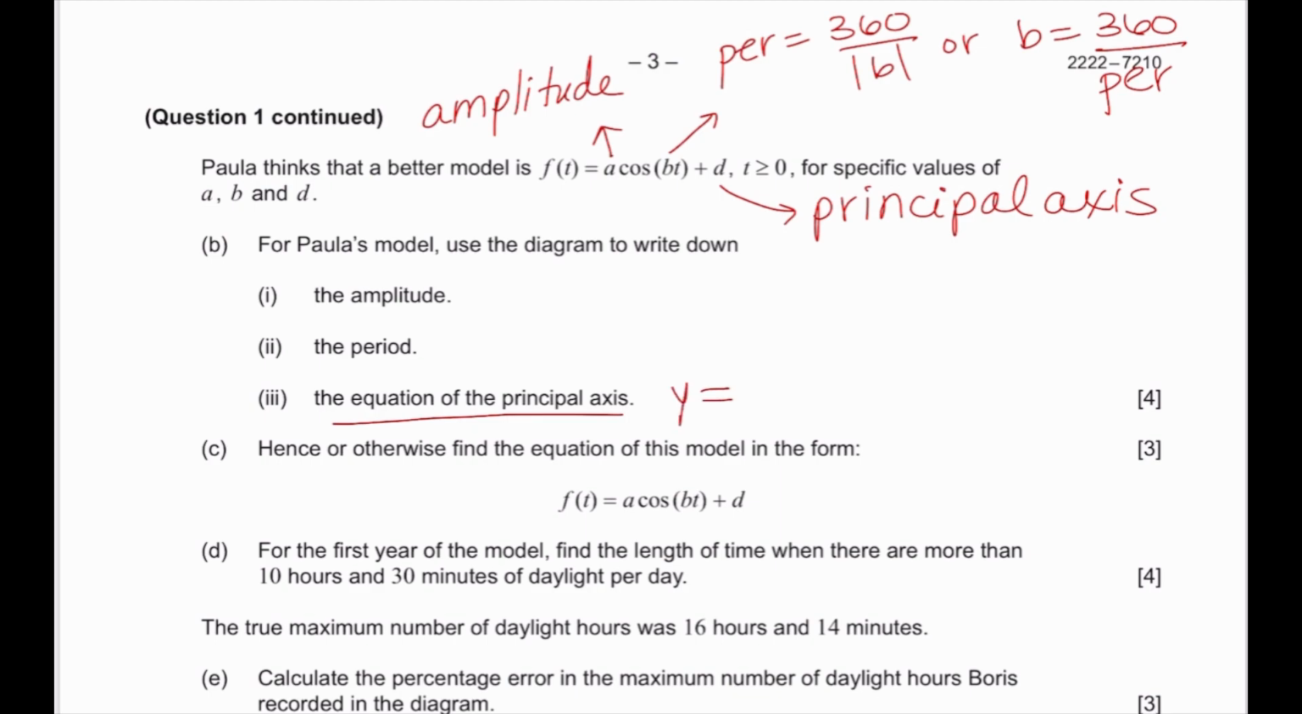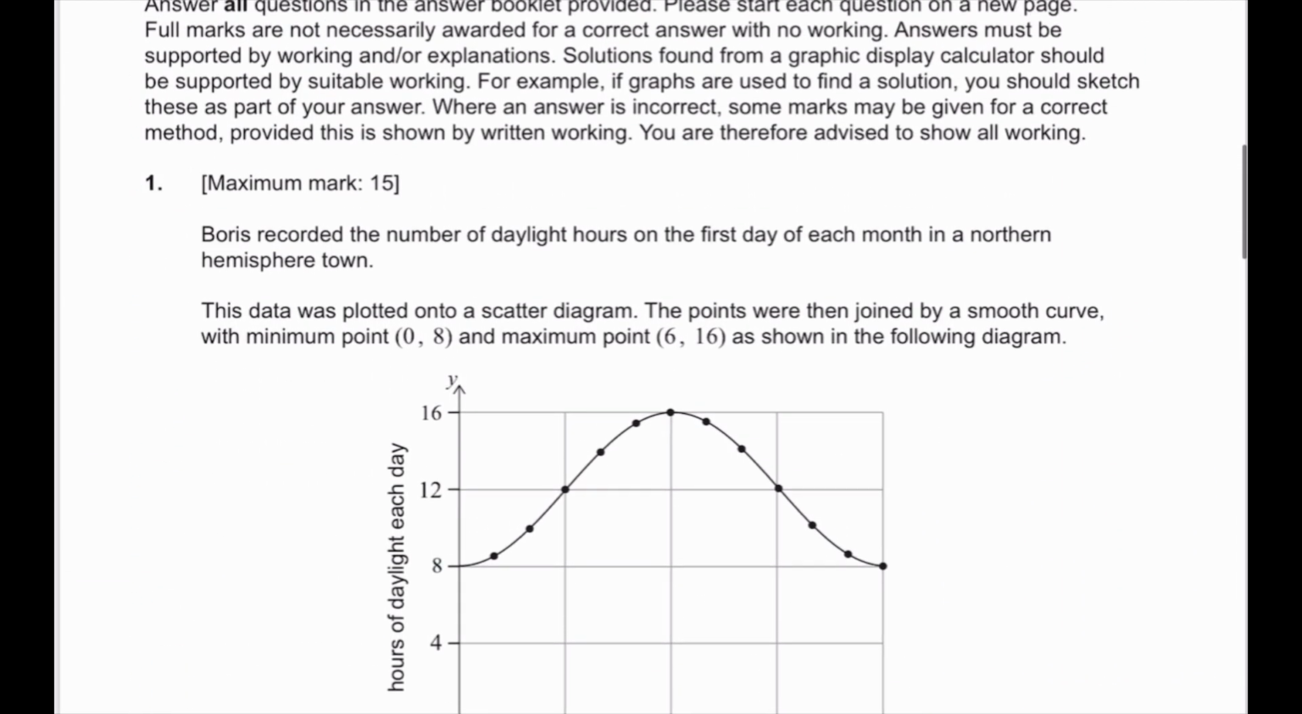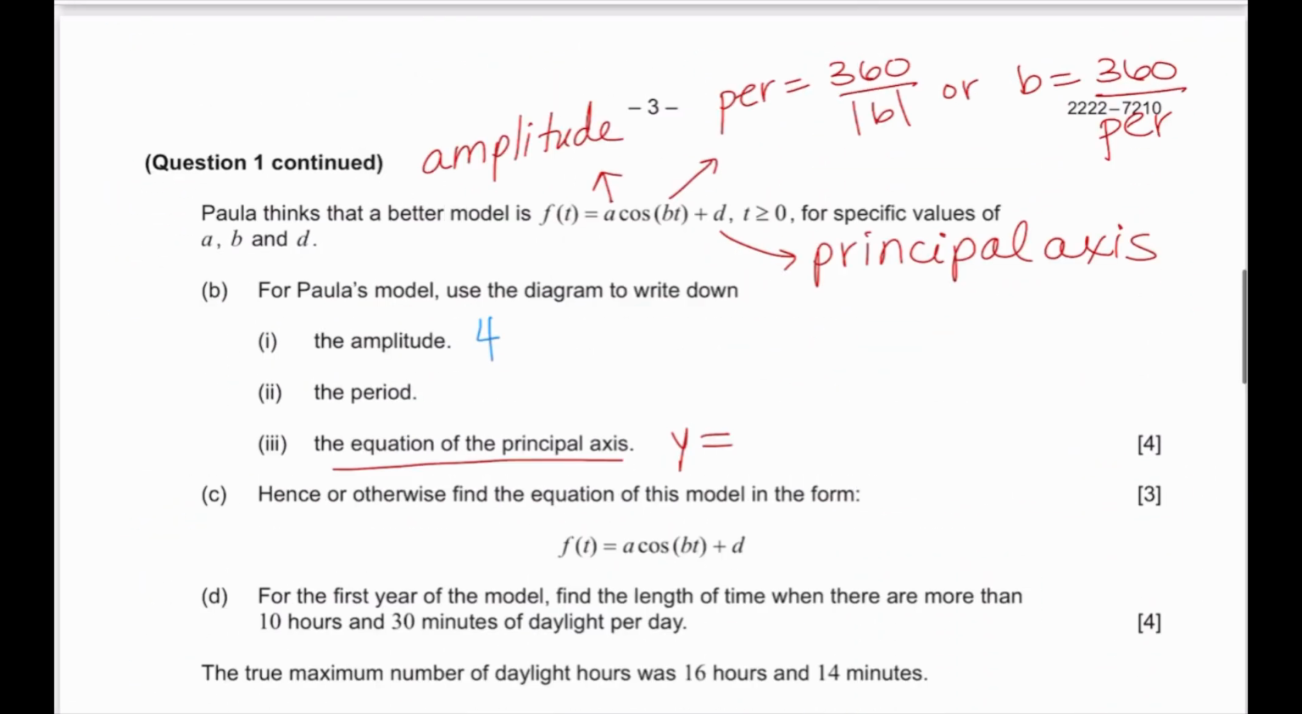So in terms of amplitude, amplitude is half the distance between the minimum and the maximum. So when you go to find amplitude, it's going to equal half the difference between the max and the min. So here the maximum value is 16. The minimum value is going to be 8. So this means that 1/2 of 16 minus 8 is 8, which is equal to 4. So the amplitude is equal to 4.